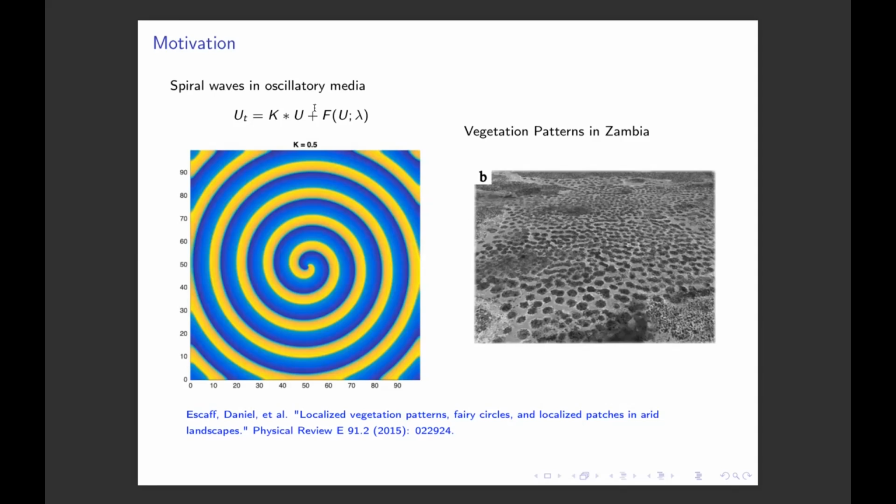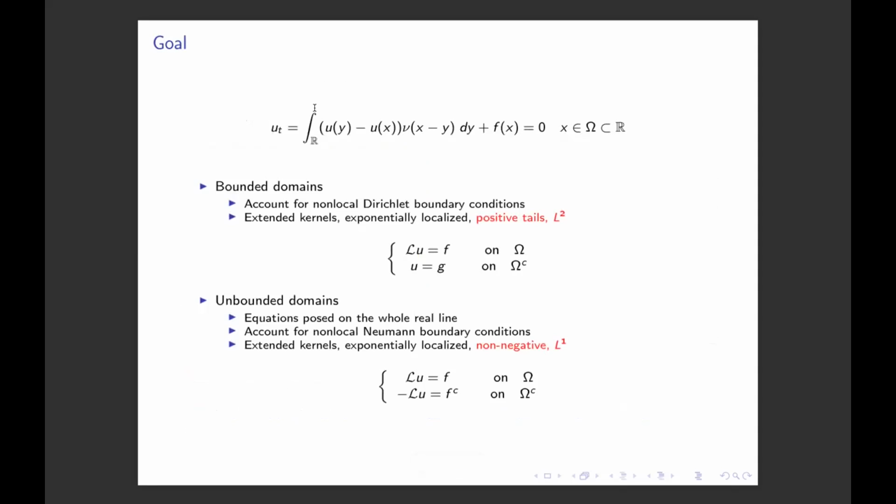For now, we're just sticking to the one-dimensional case because it's the easiest case to test these ideas. And we came up with a couple of schemes. One for bounded domains where you assume non-local Dirichlet boundary conditions, so that you assume the value of the solution in the complement of the domain of interest. In this particular case, we consider kernels that could take on negative values so long as they have a positive tail. It seems like the scheme converges, and we have a proof for that.